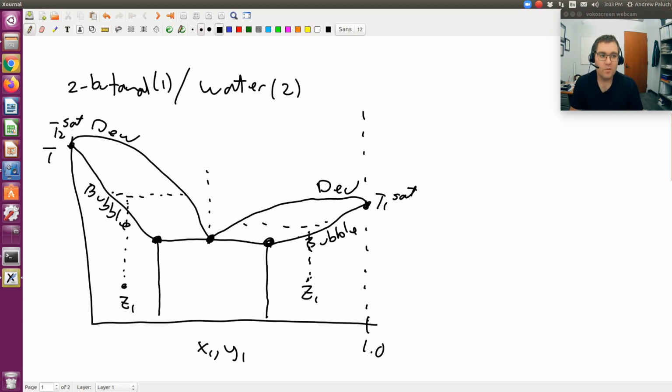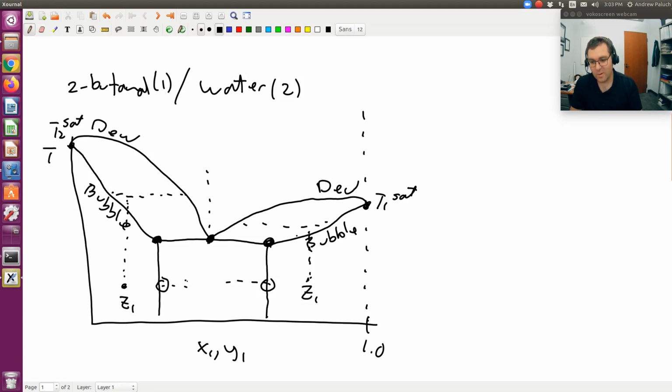What complicates things when they're partially miscible is that if you imagine a mixture of this composition, in the two-phase LLE region, I'm actually going to get phase splitting. So I would have this liquid in equilibrium with that liquid. And actually, I don't want to be quite at the azeotrope.